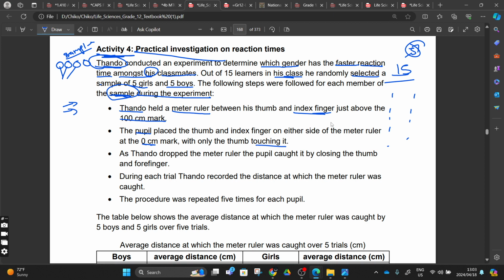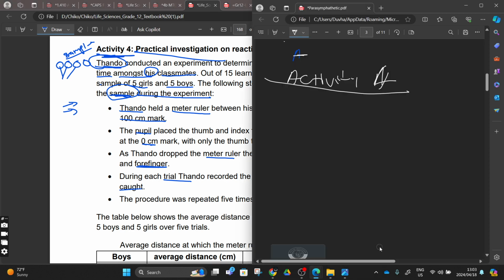I'll show you. As Tando dropped the meter ruler, the pupil caught it by closing the thumb and the forefinger, the pointing finger. During each trial, Tando recorded the distance at which the meter ruler was caught, right? The procedure was repeated 5 times for each pupil. So let's go and see this experiment in our book.